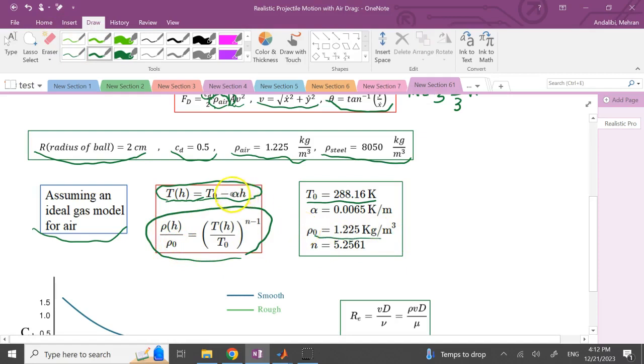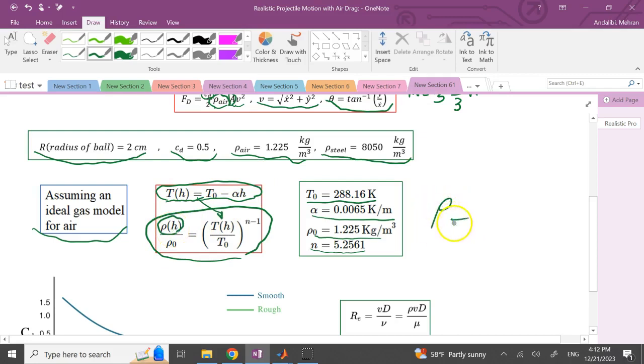And the constant of drop in the temperature is this number, alpha, which is so many kelvins per meter of elevation. And you need this exponent for the ideal gas here, 5.2561. So from here, once you have rho naught and T naught, you plug H into this top equation to get T of H, and plug it down here. You should be able to calculate the density at elevation H.